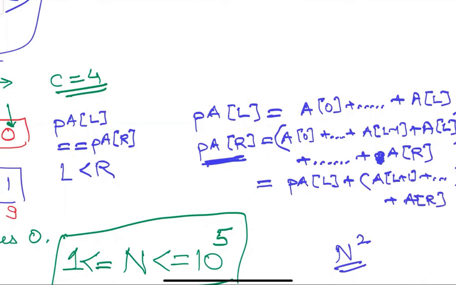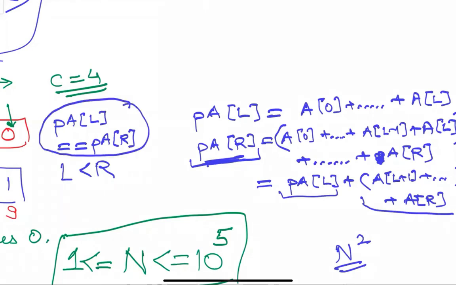Now, PA of R is equal to PA of L plus A of L plus 1 to R. And from our observation, if PA of L and PA of R are equal, if these two values are equal, what is your conclusion about this sum? The subarray sum is 0. This sum is going to be 0.